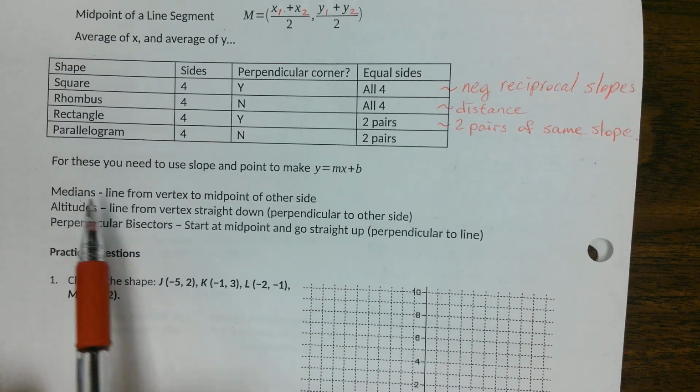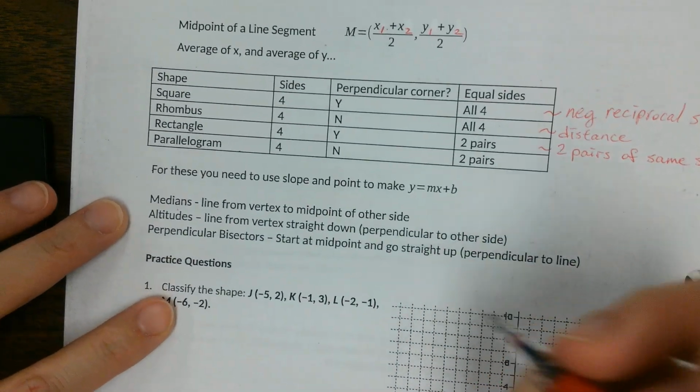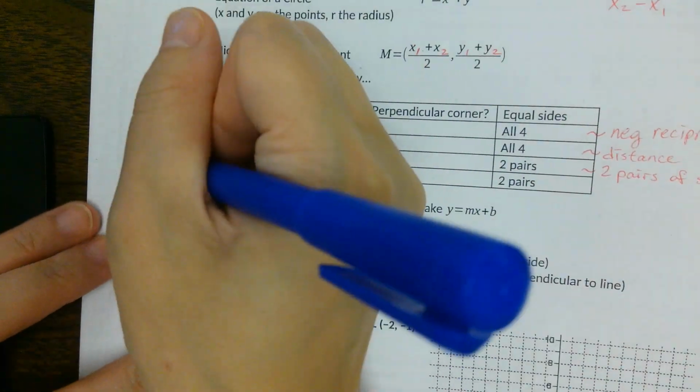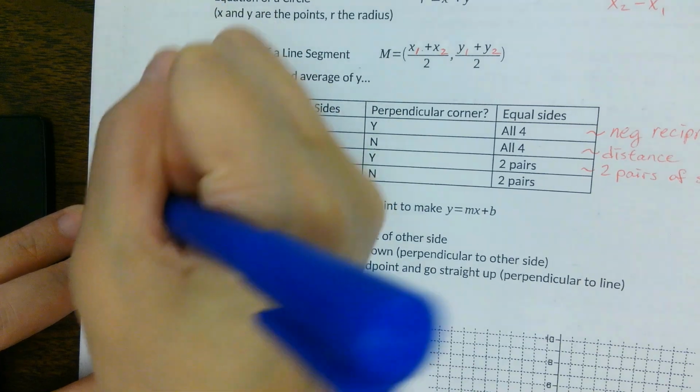So remember these: median, altitude, perpendicular bisector. So let's draw a quick diagram for these. Median. Okay, triangle ABC.